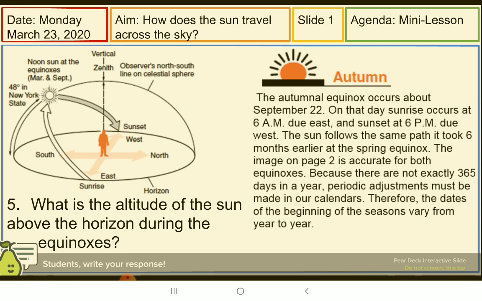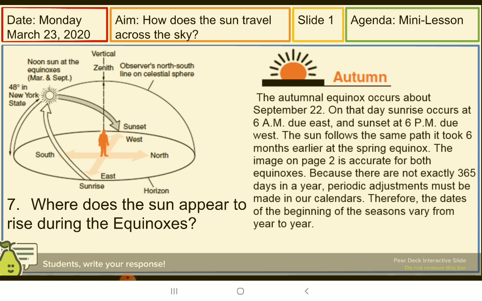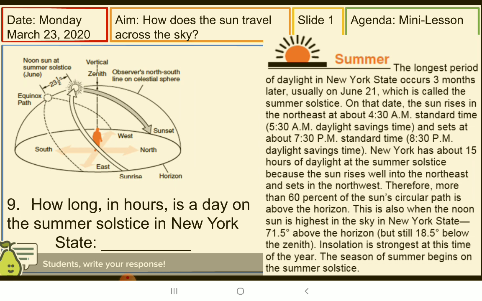So I want you guys to answer the questions in your Pear Deck. 5, what is the altitude of the sun above the horizon during the equinoxes? 6, how many degrees does the sun move across the sky in an hour? Number 7, does the sun appear to rise during the equinoxes? 8, where does the sun appear to set during the equinoxes? And then we move on to summer.